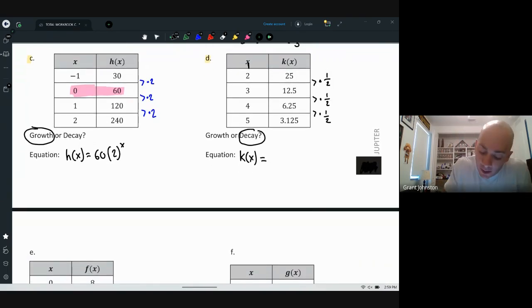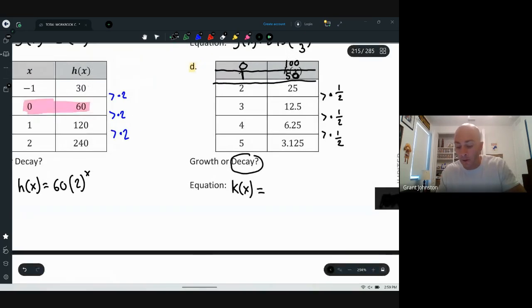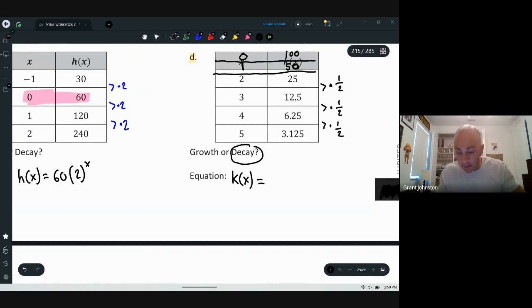So if I backtracked and created a spot for 1 and then a spot for 0, what would go in those spots? Well, the pattern is multiplying by 1/2. So if this is 25, I know this must have been 50. I'm multiplying by 2 to go up. And at 0, it would have been 100. So I just use the pattern to get back up to when x is 0.